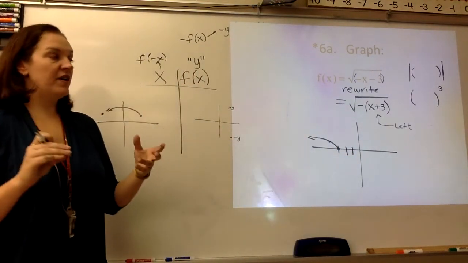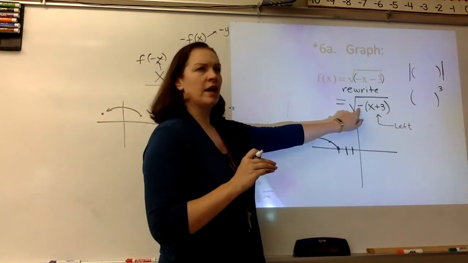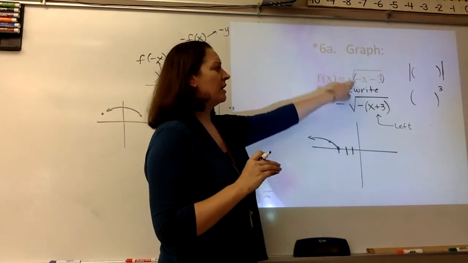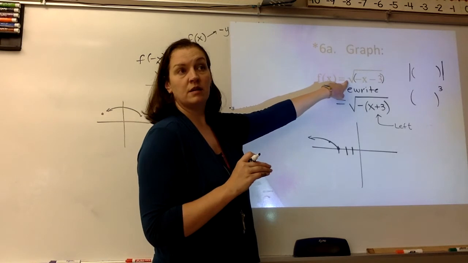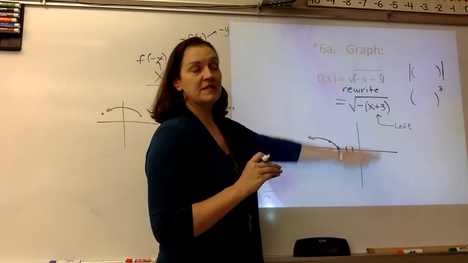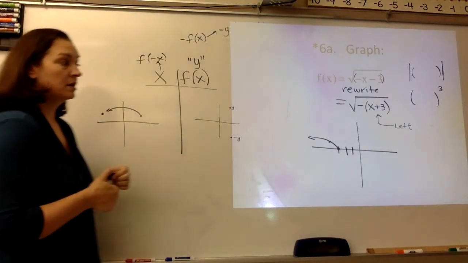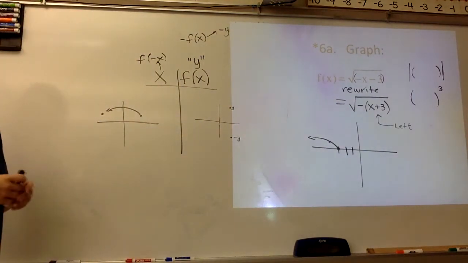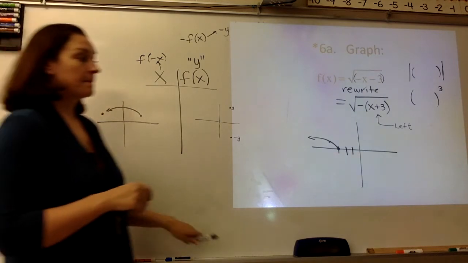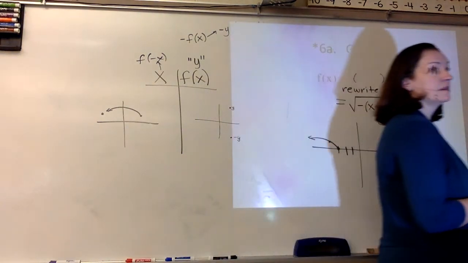Now, this is a tricky thing, but there's a negative out front. If I wanted the vertical flip, it would be in front of the root. Vertical flip is all the way out front, not inside near the grouping symbols. Questions on that? Anybody? Yes.